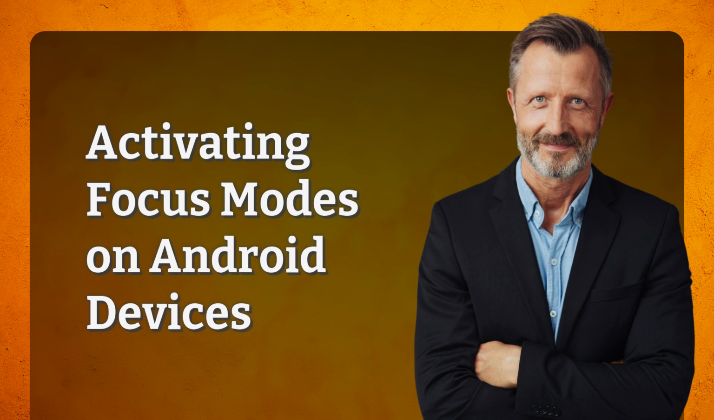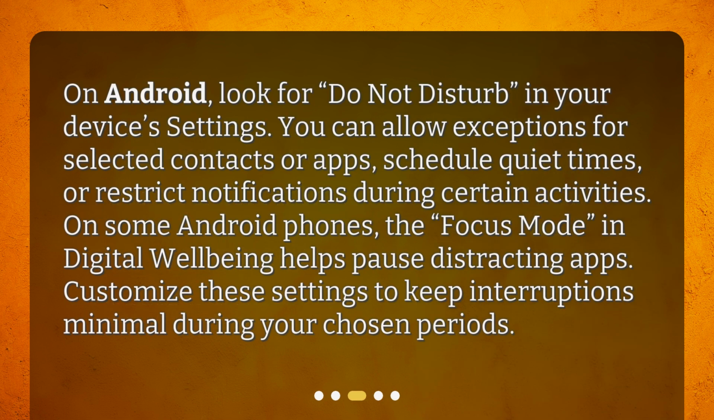Activating focus modes on Android devices. On Android, look for Do Not Disturb in your device's settings. You can allow exceptions for selected contacts or apps, schedule quiet times, or restrict notifications during certain activities.